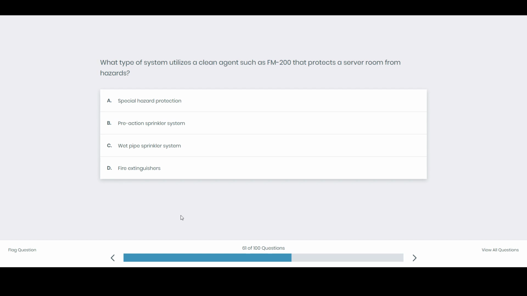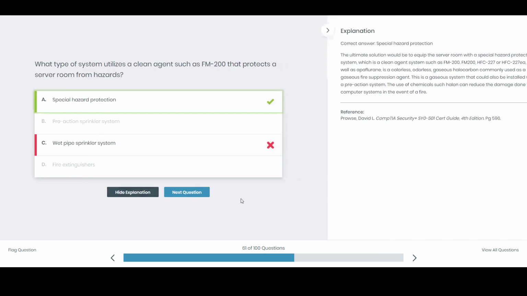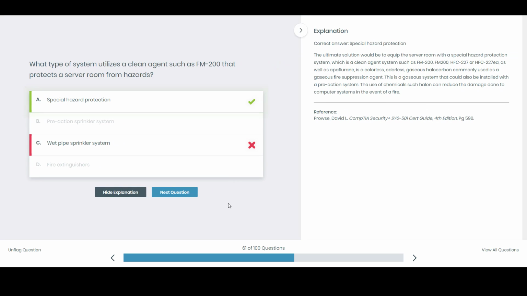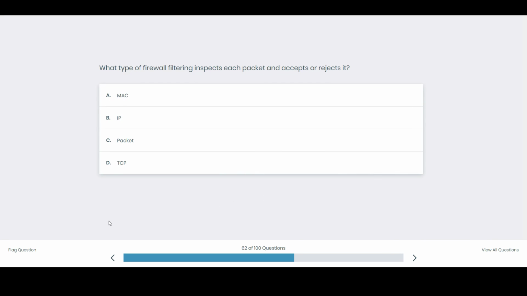Oh, this is... okay. The answer here is wet pipe sprinkler system. I already know this. Oh, it's not. Special hazard protection. The solution will be to equip the server room with a special hazard protection system, which is a clean agent system. Okay, hazard protection. Gotcha. My bad, that's my bad.